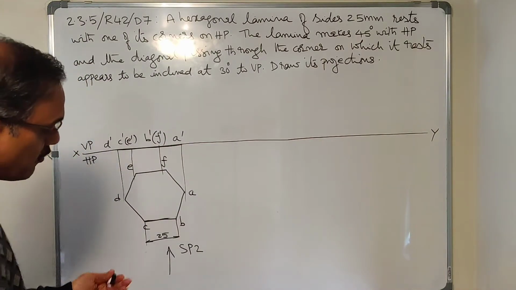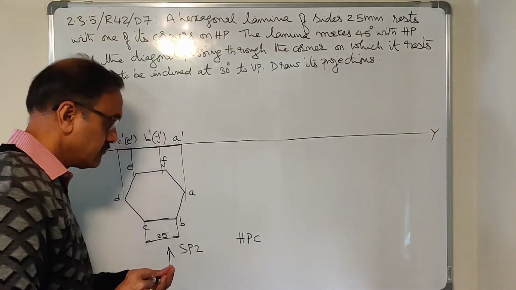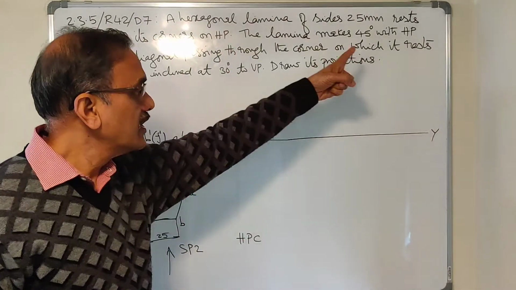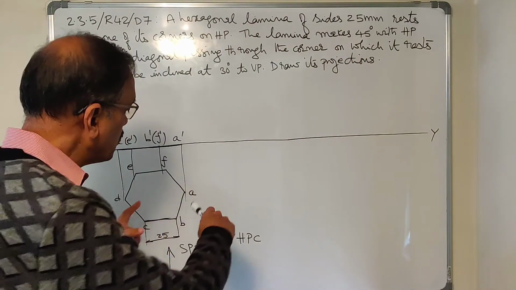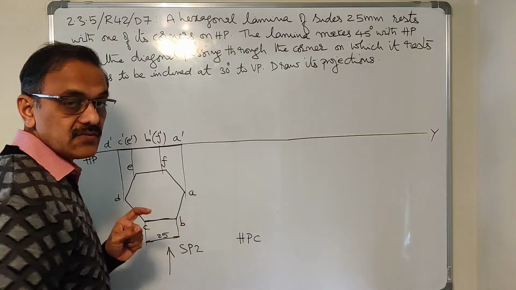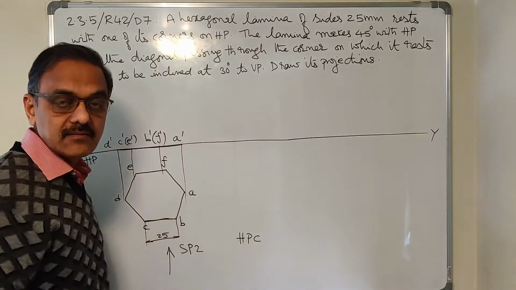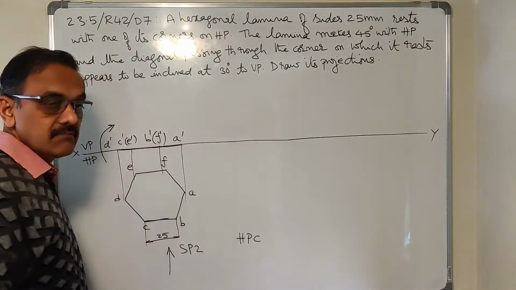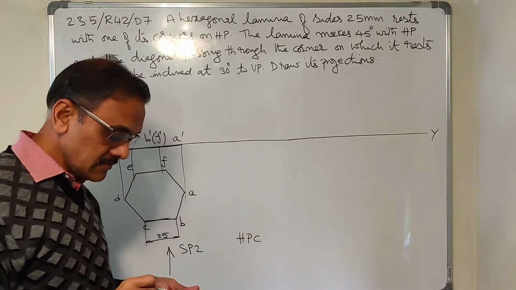Now when I move to next step, what is the condition I satisfy? HPC. And what is HPC? The lamina makes 45 degrees with HP. So when you move to next step, there are two conditions to be satisfied. One is that this corner A should be on XY. The second is that this line should be made inclined at 45 to XY. So I will rotate the lamina like this, in this direction, and draw the line inclined at 45 degrees.